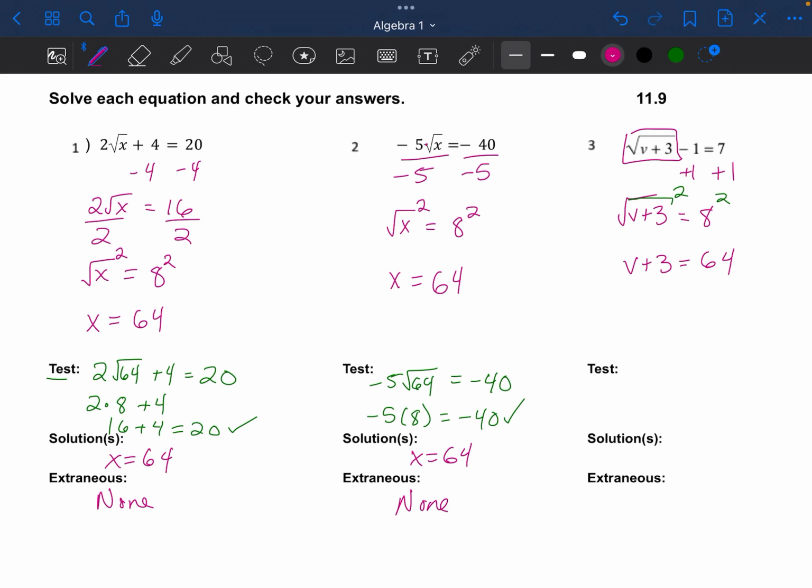There it is again. Minus 3, v equals 61. On to testing it.